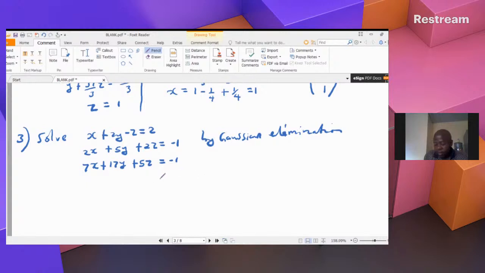Let me just see whether I've transferred the exact values and it's okay. The values are okay there. Let's solve this system of linear equations. That's what we get.